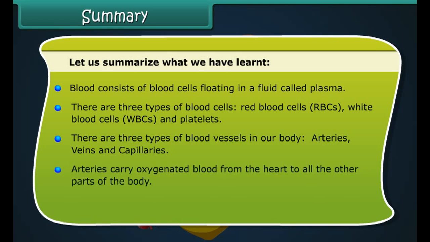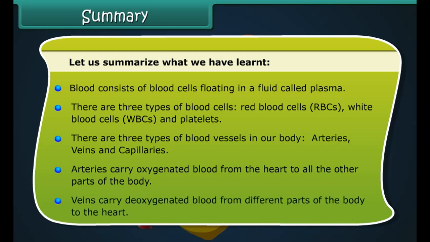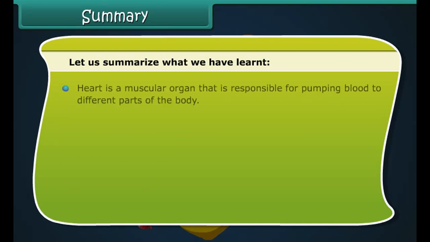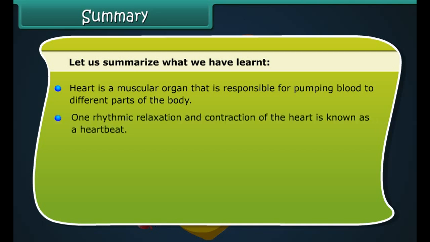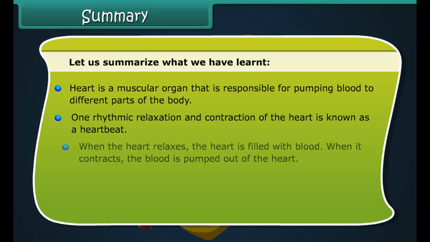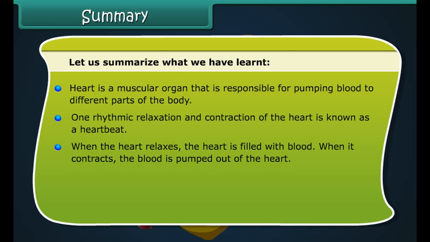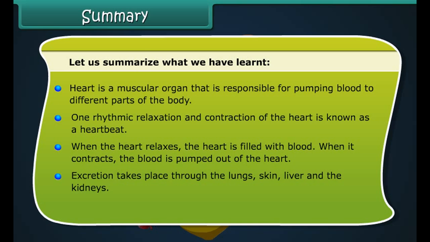Arteries carry oxygenated blood from the heart to all the other parts of the body. Veins carry deoxygenated blood from different parts of the body to the heart. Heart is a muscular organ that is responsible for pumping blood to different parts of the body. One rhythmic relaxation and contraction of the heart is known as a heartbeat. When the heart relaxes, the heart is filled with blood. When it contracts, the blood is pumped out of the heart. Excretion takes place through the lungs, skin, liver, and the kidneys.